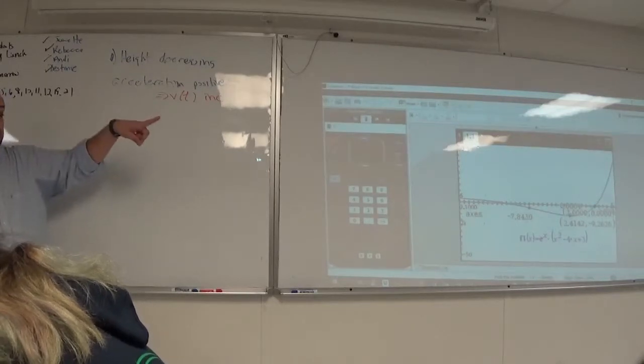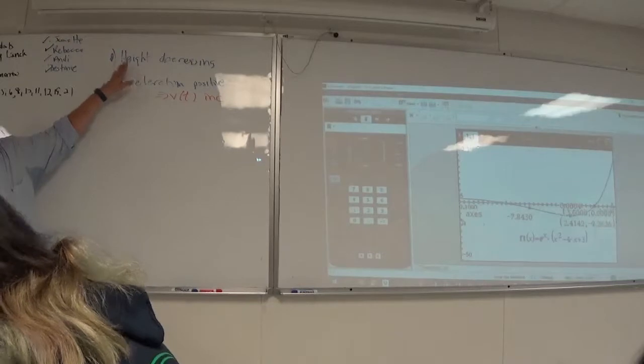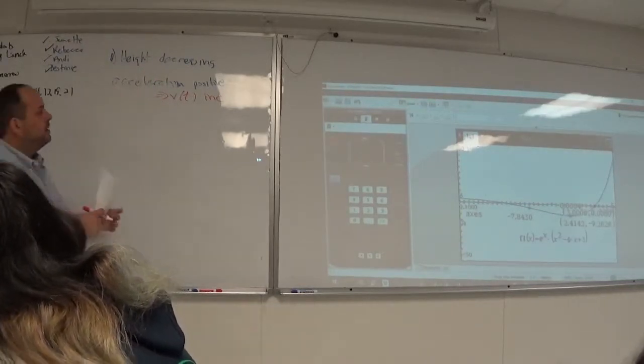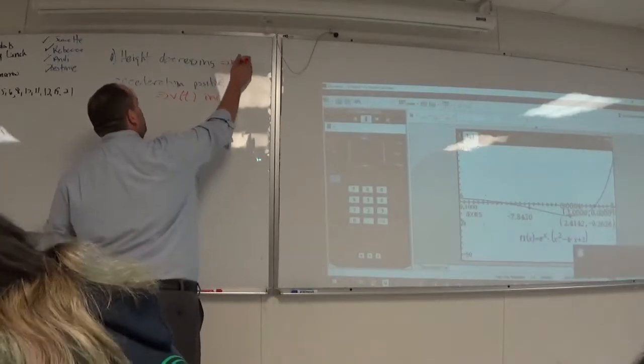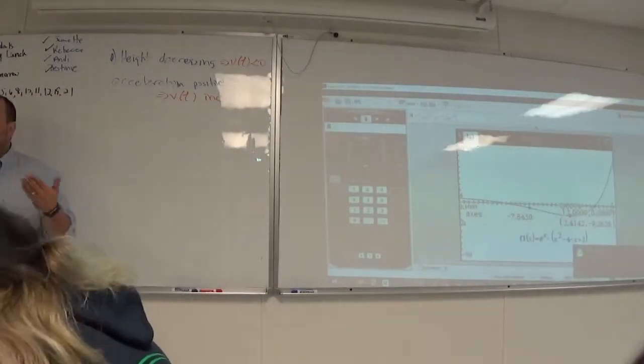I know where velocity is increasing. But what about height decreasing? How does that connect back to velocity? Jeanette, what do you know? It has to be below the x-axis. V of t has to be below the x-axis. V of t has to be negative.